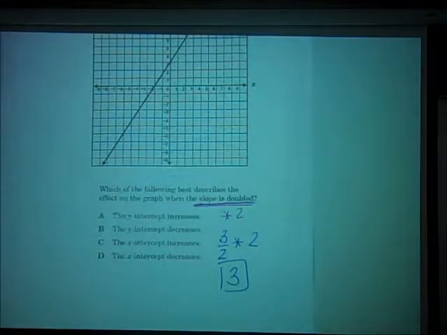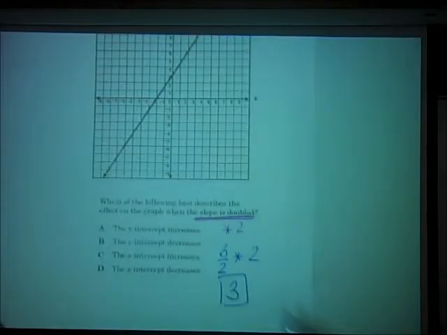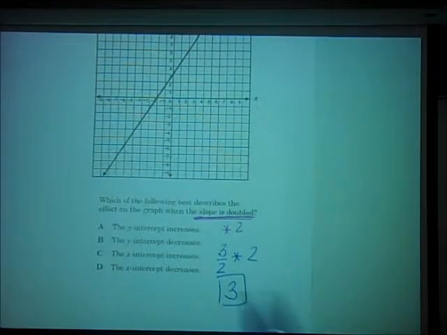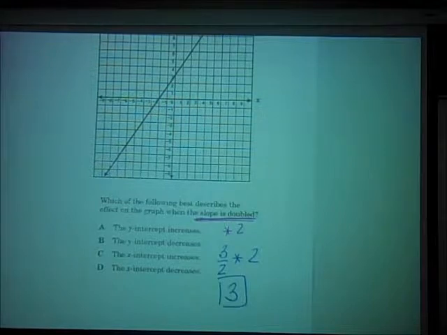So I've got a couple options here. One, we can look at it and figure out the answer logically. Two, we can graph it. I'm going to do both. We're going to talk about logically what's going to happen, then we're going to check it with our graph. So if my slope is doubled, that means it's getting bigger. And what do we say happens if your slope gets bigger? What happens to your line? That's right, it's going to get steeper.